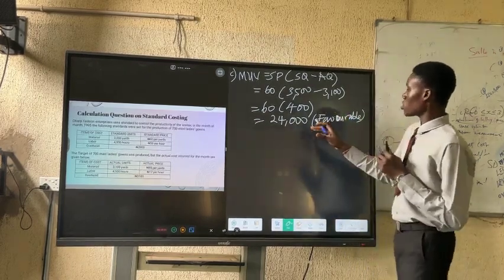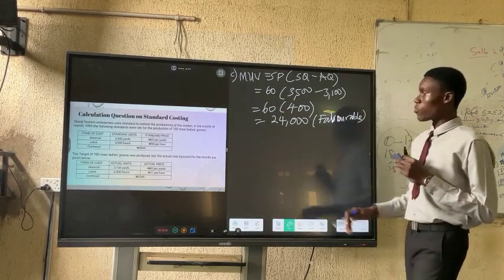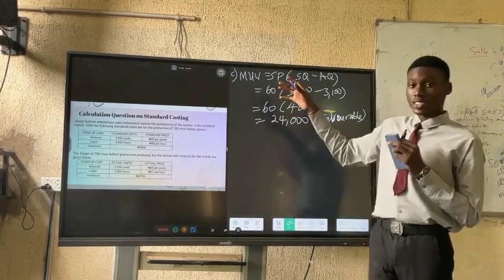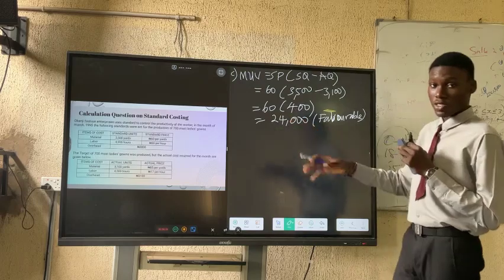So that means now the variances there are favorable. So it will be favorable for the business to undertake. The material usage variance is a favorable variance.